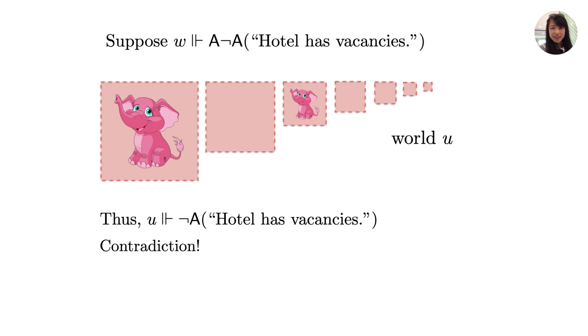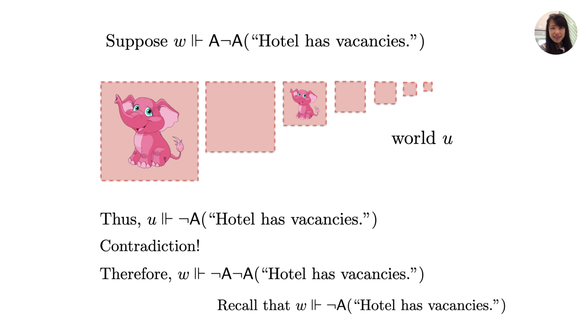Therefore, in world W, it is not true that not A hotel has vacancies. But recall that we just showed you that in world W, not A hotel has vacancies is true. So basically, this gives you a counterexample for the negative introspection for modality A, the attainable knowledge.